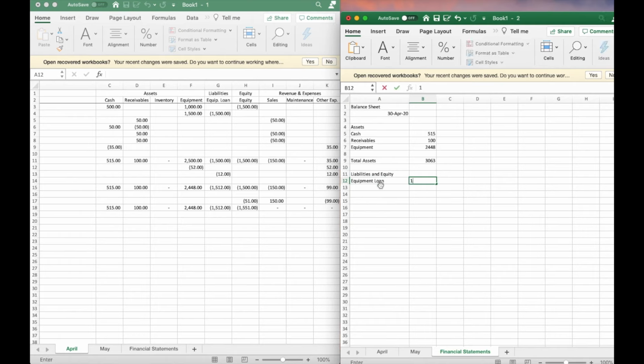Equipment loan is, with the new interest added to it, $1,551. And then we have our equity, which is... equipment loan is $1,512, and then equity is $1,551. Get that fixed. And my total liabilities and equity is just the sum of those two numbers, and my total liabilities and equity is $3,062.